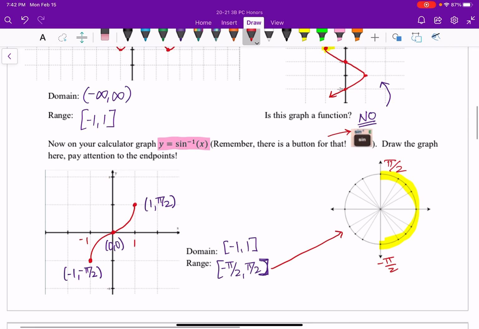All right, so that's our inverse sine. I'm going to create one more video for our inverse cosine and inverse tangent, but you guys can go ahead and try those out on your own if you're feeling good.